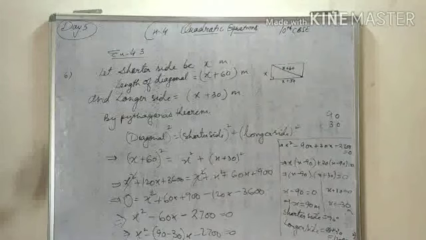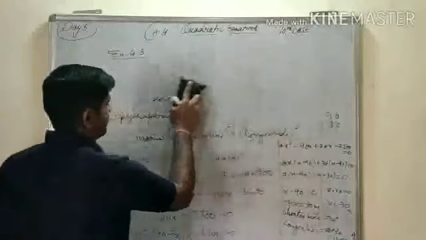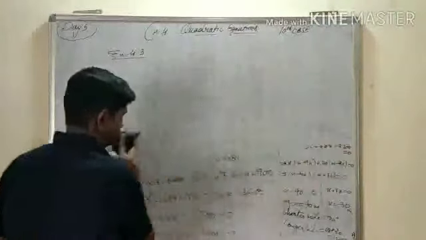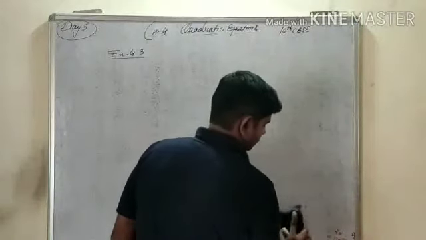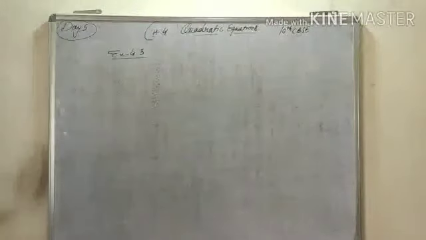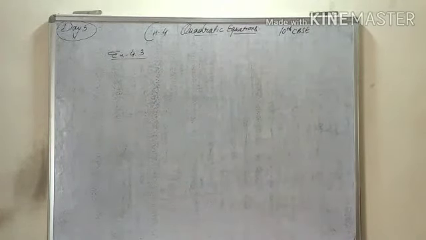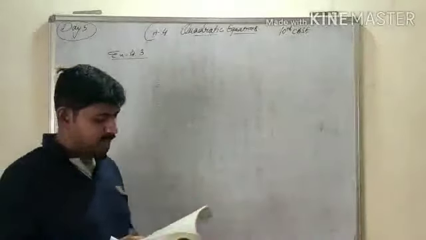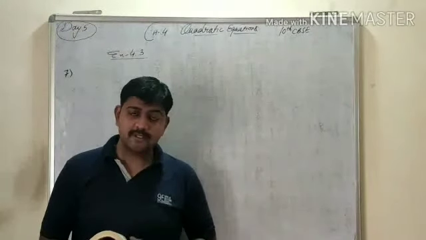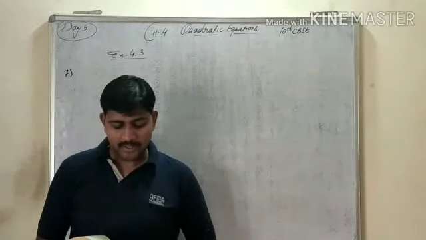Now I will erase this. Next, it's question number 7. The difference of squares of two numbers is 180. The square of the smaller number is 8 times the larger number.